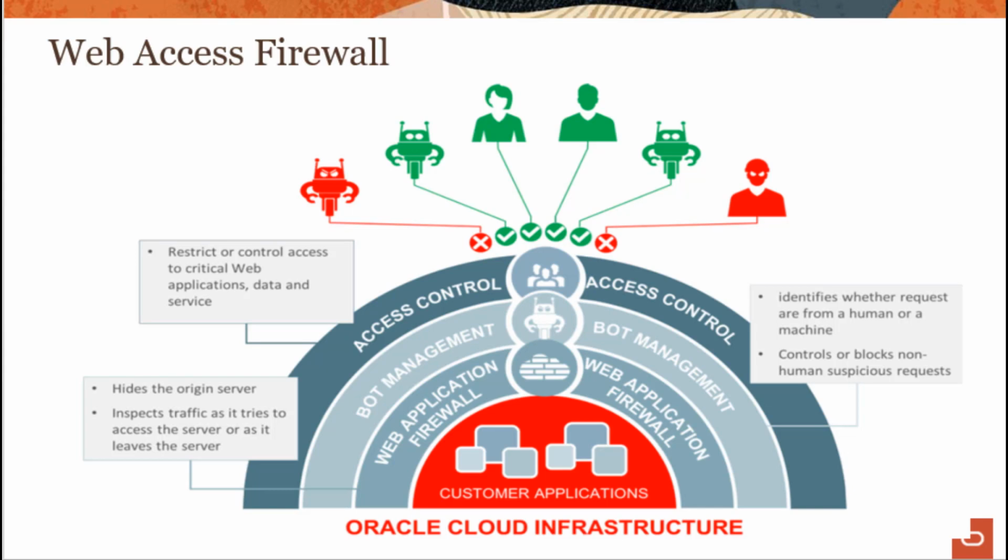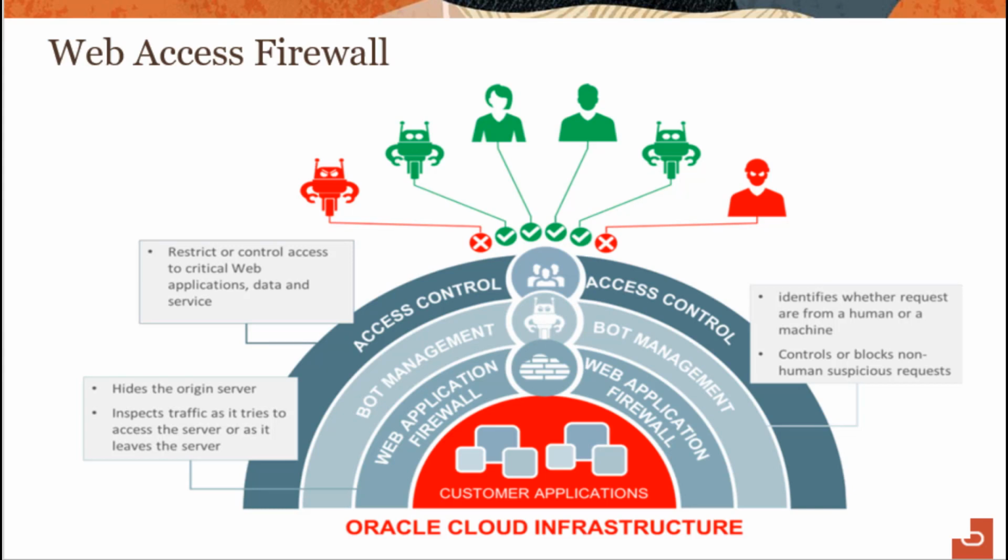The next layer is the bot management. This is where Web Access Firewall helps to identify whether a request that is coming in is actually from a human or a machine, and then it controls or blocks suspicious looking requests. And then on the top, we have the access control layer. You can restrict or even control access to critical web applications that are running as part of a solution that you have deployed in Oracle Cloud Infrastructure.